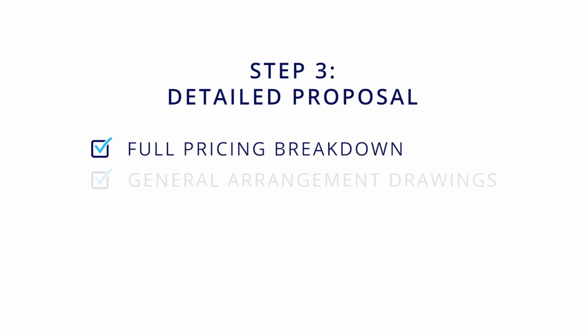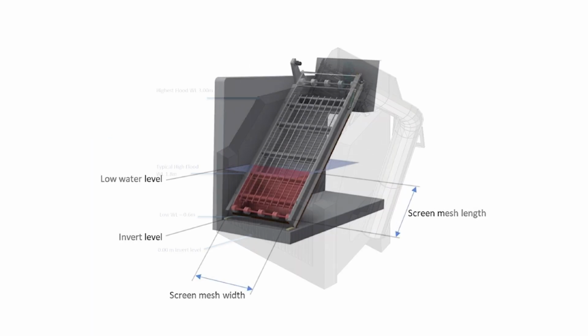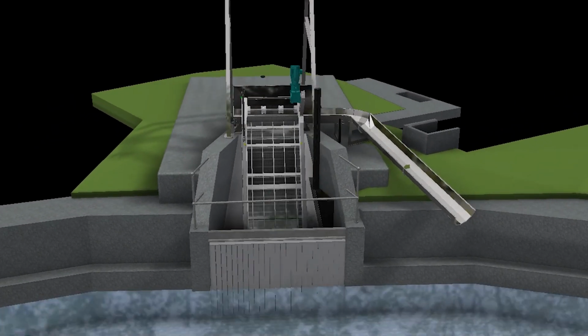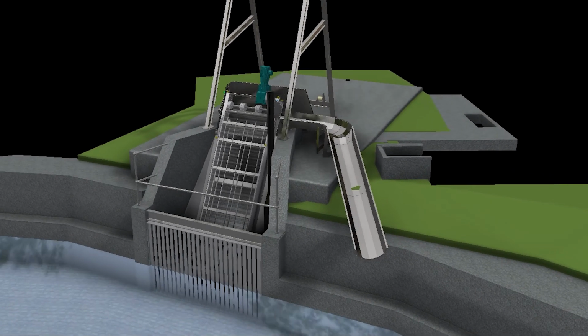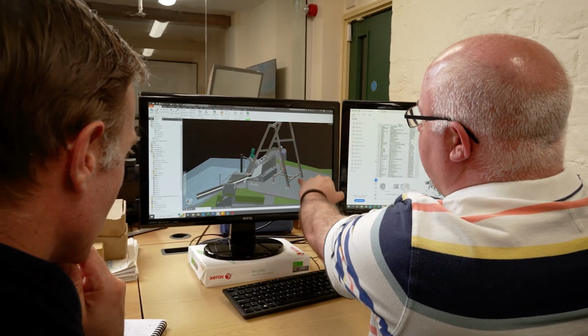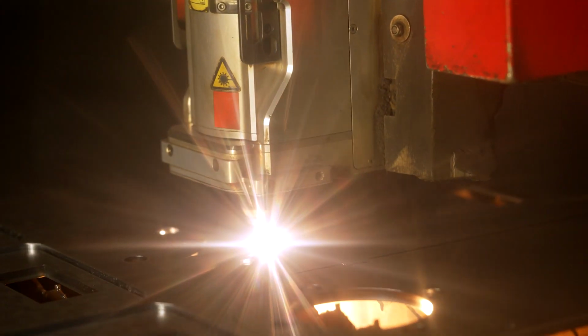Then we'll do a very detailed pricing of everything we're going to provide. We'll do a complete set of general arrangement drawings. And for a lot of projects, we'll provide the actual 3D model. It's interesting, a lot of projects we find that our core 3D model ends up being the foundation of the 3D model that the whole project uses. Generally because our 3D model is the most accurate one that anyone produces, and it's easier for them to build in ours rather than the other way around.